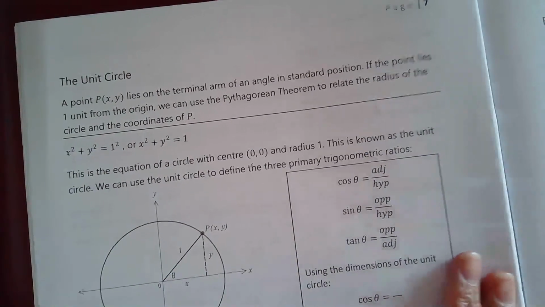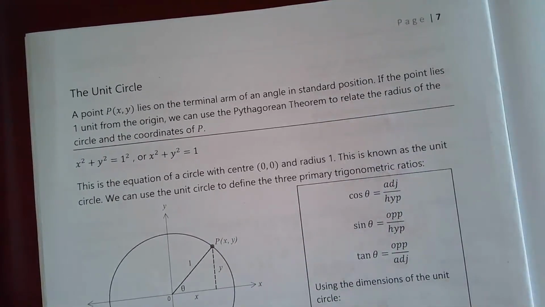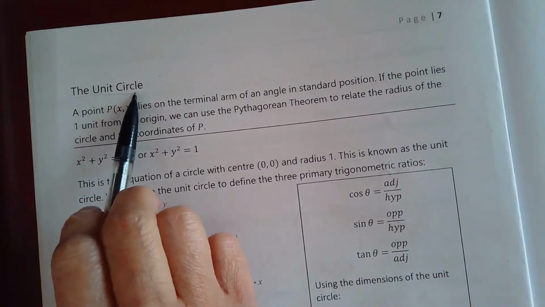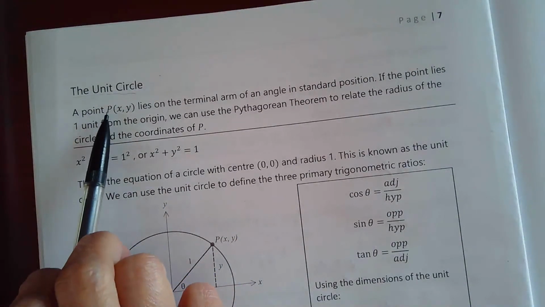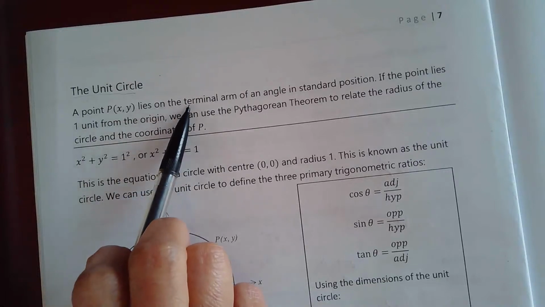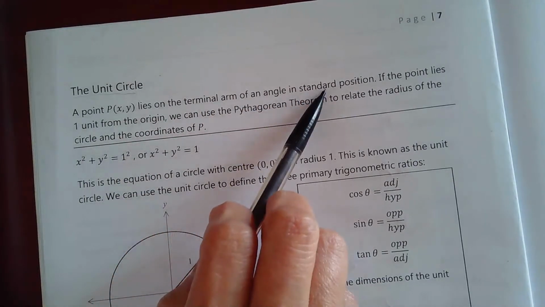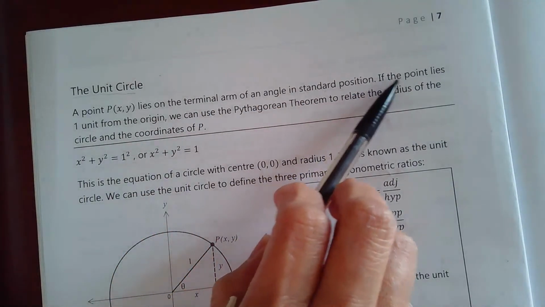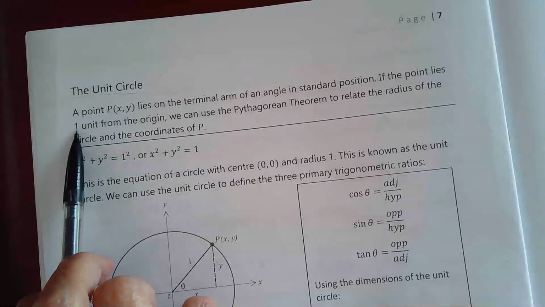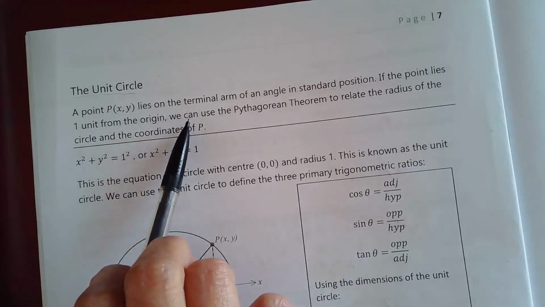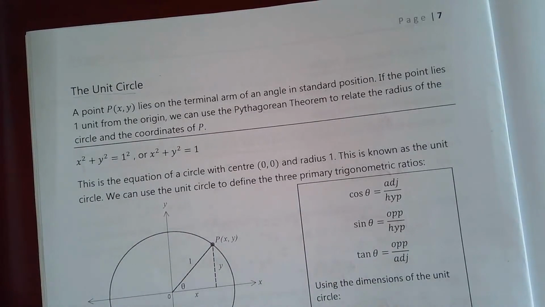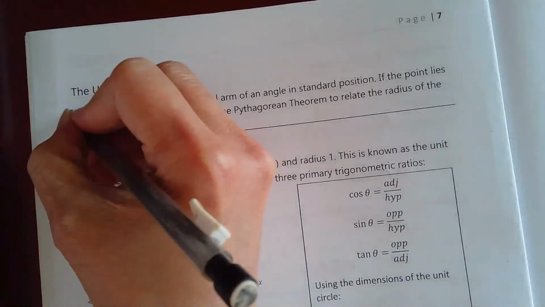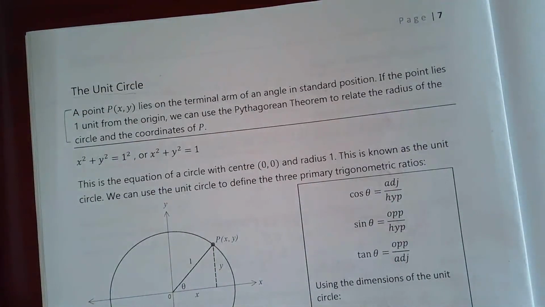So, anyways, what is a unit circle? Let's define a unit circle. A unit circle is a point P(x, y) that lies on a terminal arm of an angle in standard position. If the point lies 1 unit from the origin, we can use the Pythagorean theorem to relate the radius of the circle and the coordinates of P. That is quite a lot of information. What does that really mean?